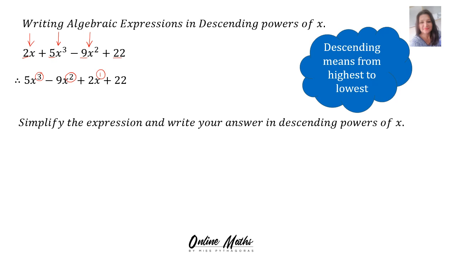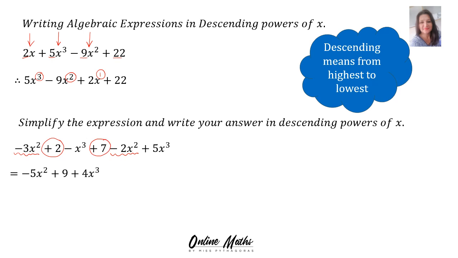Simplify the expression and write your answer in descending powers of x. Now I give you this. So first of all, let's add all our like terms. There's a minus 3x squared and there's a minus 2x squared. So minus 3x squared minus 2x squared is minus 5x squared. And then the numbers, the constants, plus 2 plus 7 is plus 9.